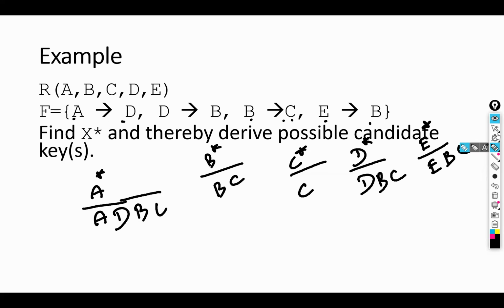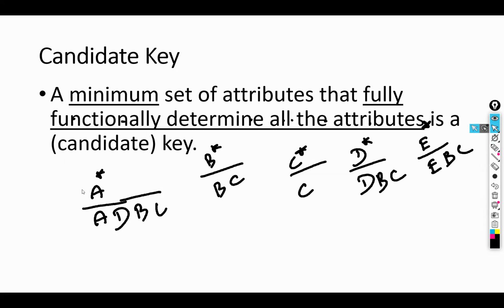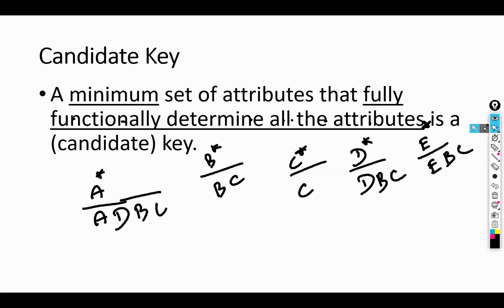So that is our first part. Okay. Right. So now our final task is to derive possible candidate keys. So what is the definition of a candidate key? It is the minimum set of attributes that fully functionally determine all the attributes of that relation.